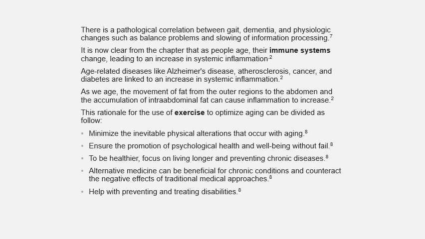It is now clear from the chapter that as people age, their immune system changes, leading to an increase in systemic inflammation. Age-related diseases like Alzheimer's, atherosclerosis, cancer, and diabetes are linked to an increase in systemic inflammation. As we age, the movement of fat from the outer regions of the abdomen and accumulation of intra-abdominal fat can cause inflammation to increase. The rationale used for exercise to optimize aging can be divided as follows.